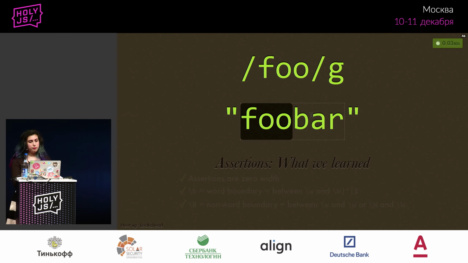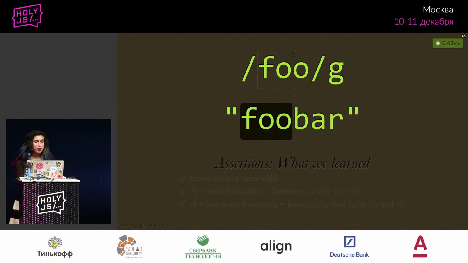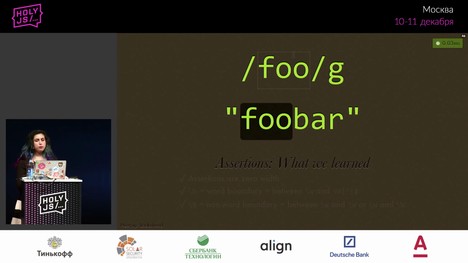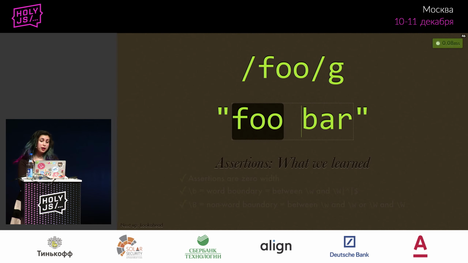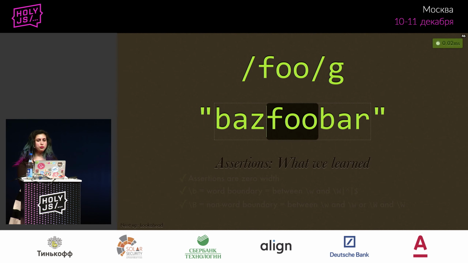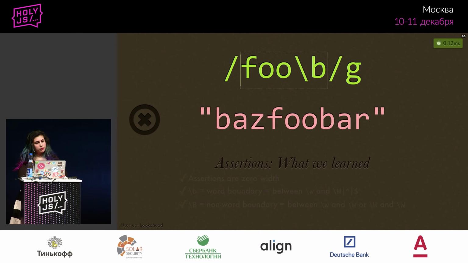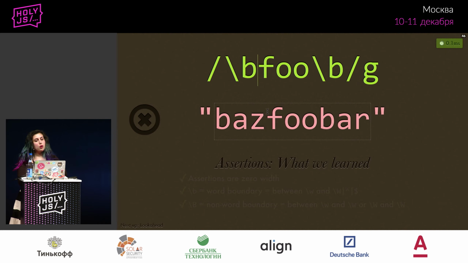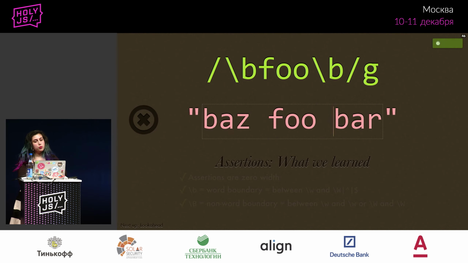Another example, here we wanted to match foo, but only when it's a whole word. Not foo as part of foo bar, but only foo when it's by itself. And as you can see, here it matches regardless of where it is. So there's what we call a word boundary, which is \b, and it only matches when the foo is the whole word. And what does the whole word actually mean?